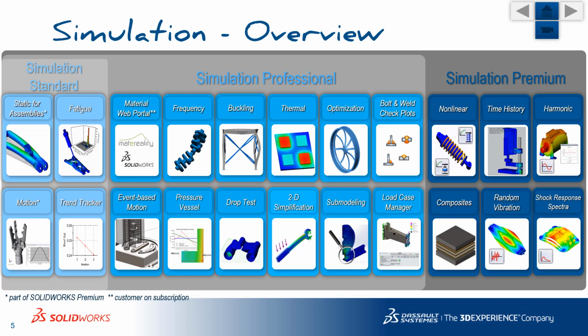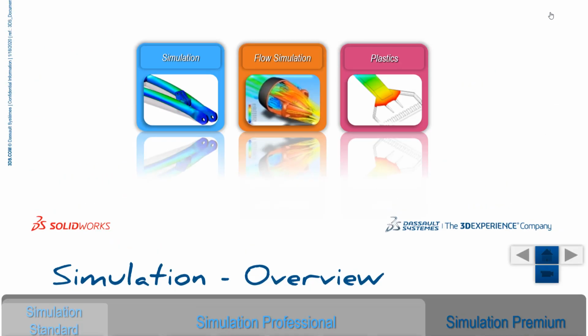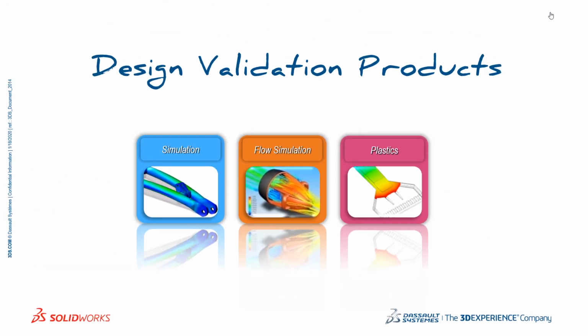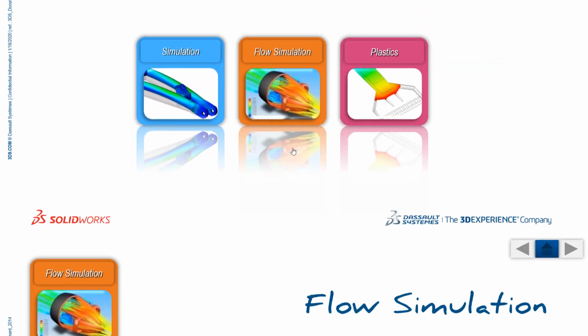And then you also get the addition of composite. So you're doing fiberglass or carbon fiber layups here. You can do that analysis in Simulation Premium. All right, so this is the FEA or structural tool called SOLIDWORKS Simulation. Comes in 3 flavors, again, standard, pro, and premium. So now let's move over to the CFD tool, or the computational fluid dynamics tool, flow simulation.